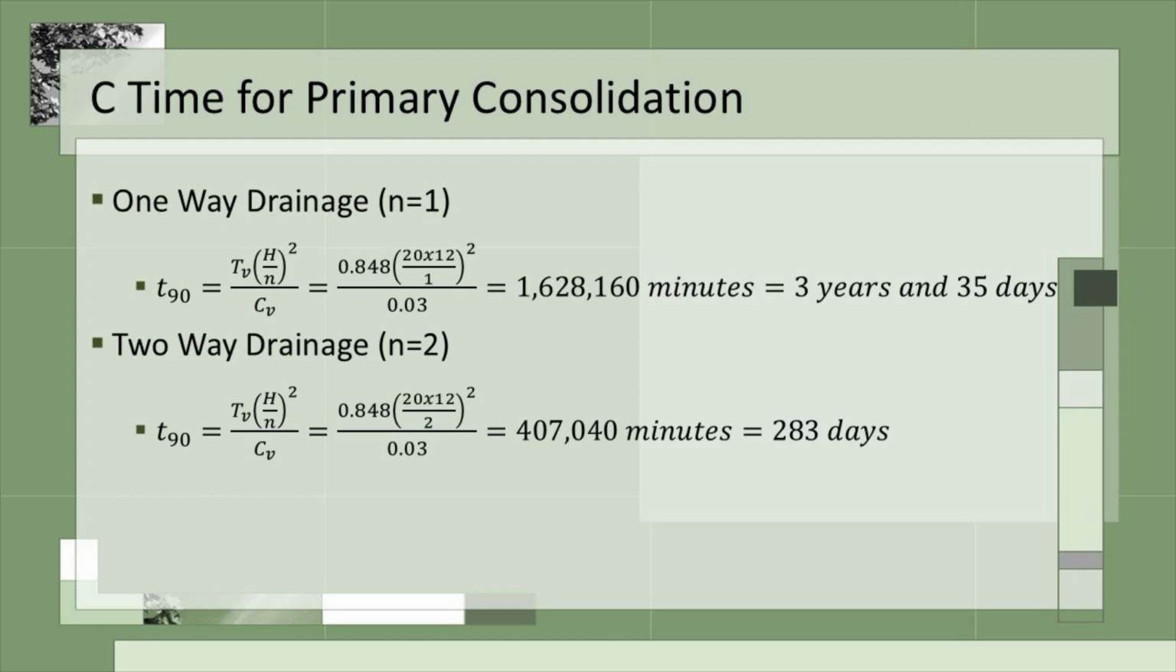This comparison demonstrates that while the total settlement magnitude remains the same, the rate at which settlement occurs can vary significantly, ranging from several months to several years depending on the drainage conditions.